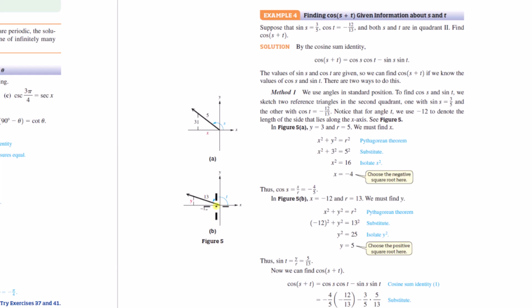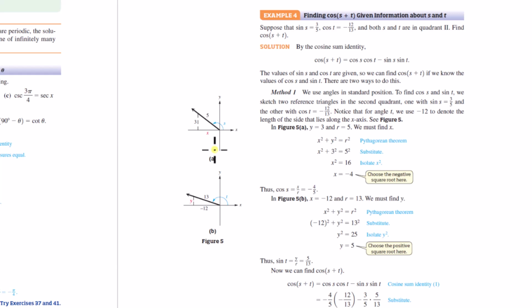We know x is going to be negative, and similar idea here with the cosine of t is minus 12/13, right? Now with that, we don't know this side length, but we can solve for these using the Pythagorean theorem. We know x is going to be negative. We know y is going to be positive. Okay, and now we've got the full triangles, and we can evaluate.